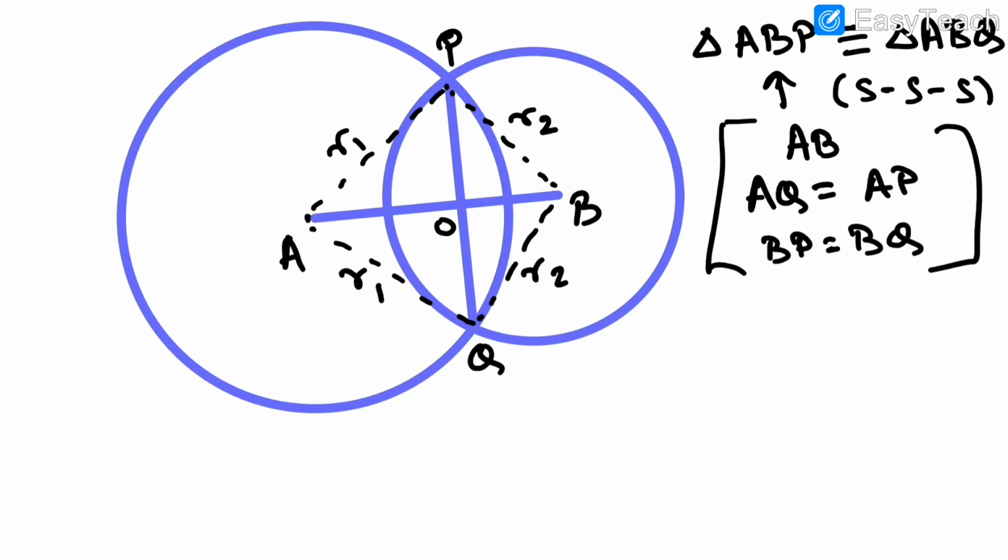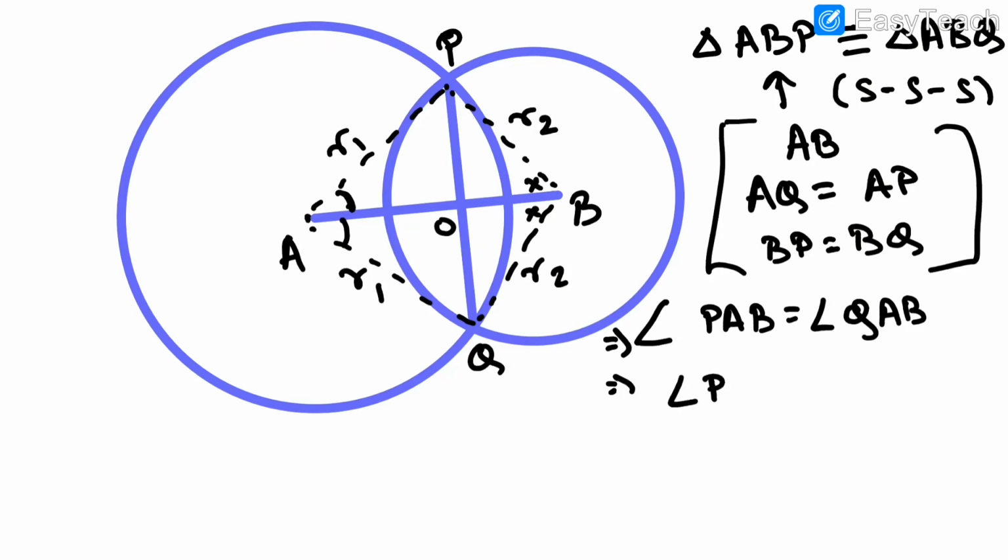Very nice. So as a result of this, we'll get some properties of congruent triangles, that this angle is same as this angle and this angle is same as this angle. So we'll write down in words. Angle PAB equals angle QAB and angle PBA equals angle QBA. Okay, so these are the results.